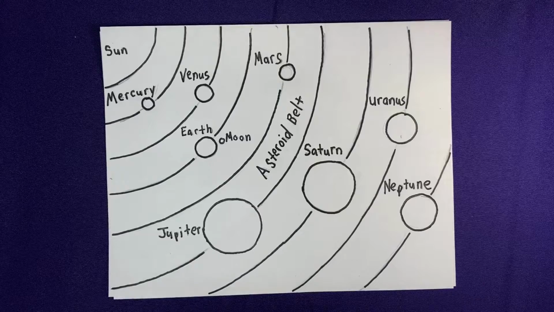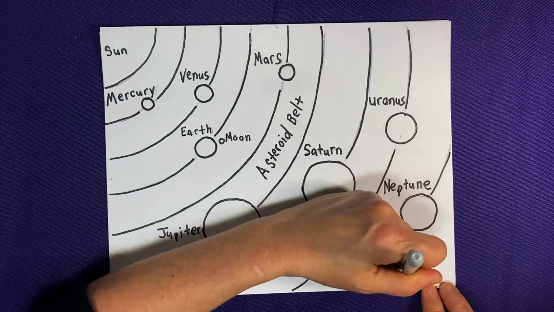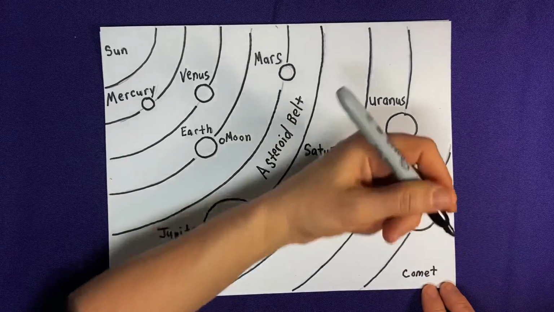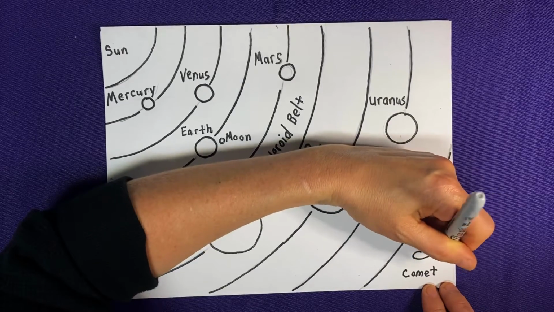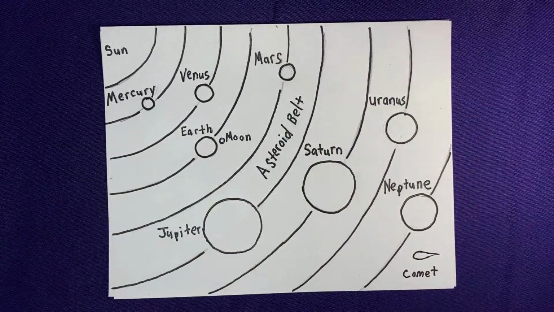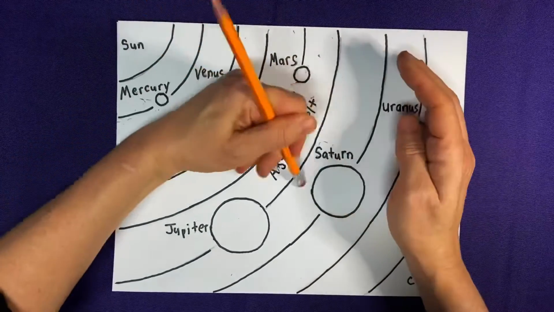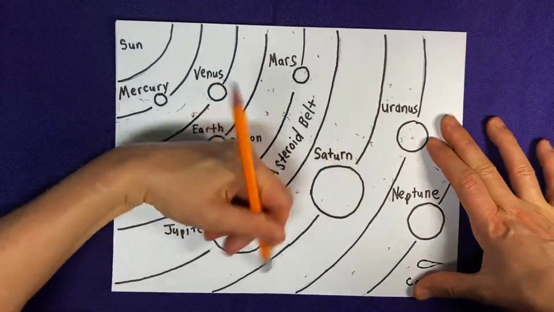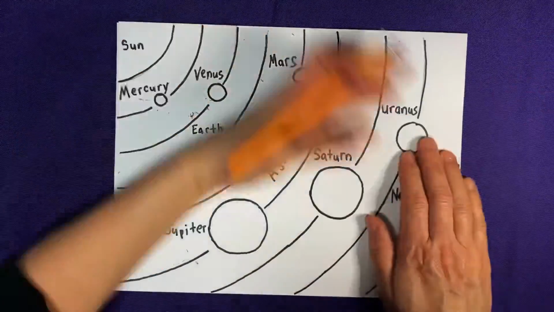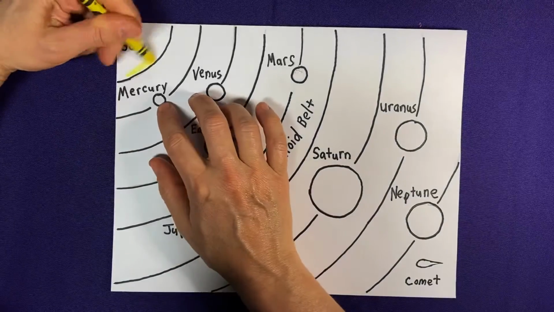Alright, let's get creative over here in the corner and add something. You can add a spaceship, an alien, a comet, asteroids. I'm going to stick a comet over here in mine. Next, we are going to erase any extra pencil lines. Clean up your paper really nice. And then we can start to color.